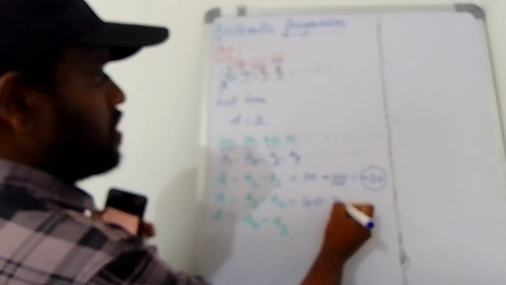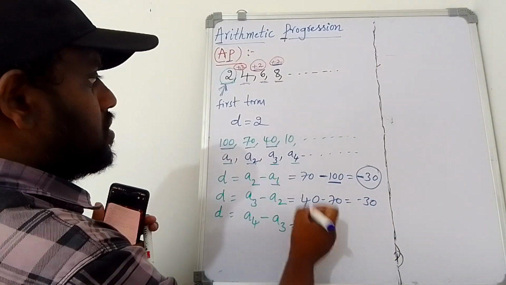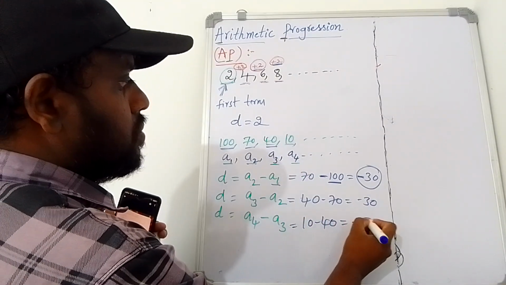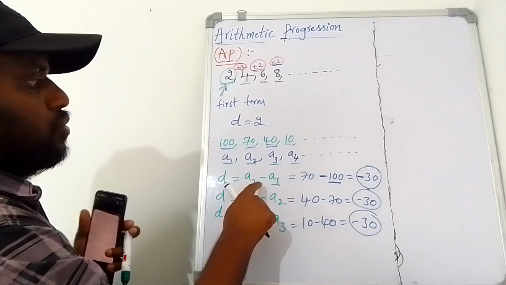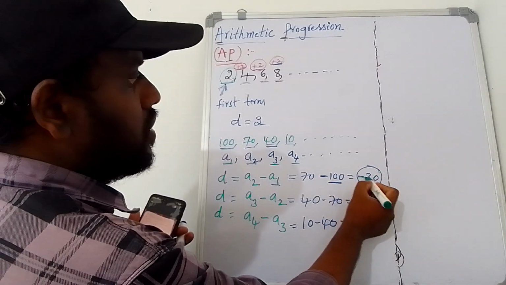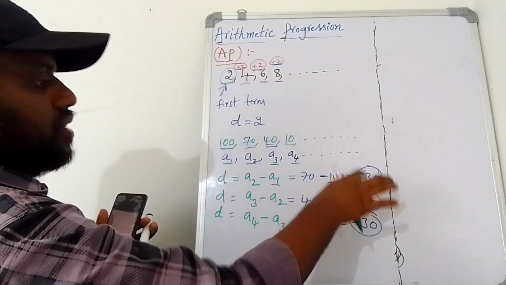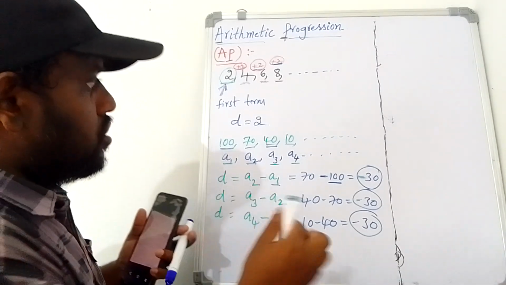See, A3 minus A2, 40 minus 70, is equal to minus 30. Here A4 minus A3, I mean 10 minus 40, is equal to minus 30. The common difference will be the same whichever pair you use. See, you got a negative common difference. So common difference can be positive, negative, and I said common difference can be 0 also.